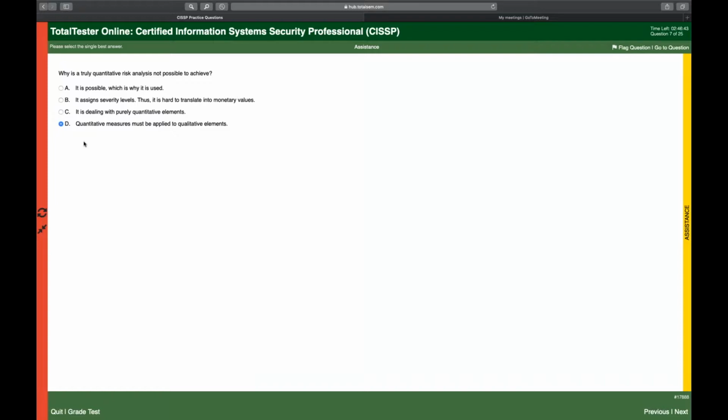But in most cases, it's almost impossible to base a risk assessment on purely quantitative elements. There are going to be some qualitative elements in there. And if even one qualitative element is involved, then the assessment cannot be considered purely or truly quantitative. So for that reason, ISC squared says a purely or truly quantitative risk assessment is not possible. And I always say start qualitative and build in quantitative elements over time.